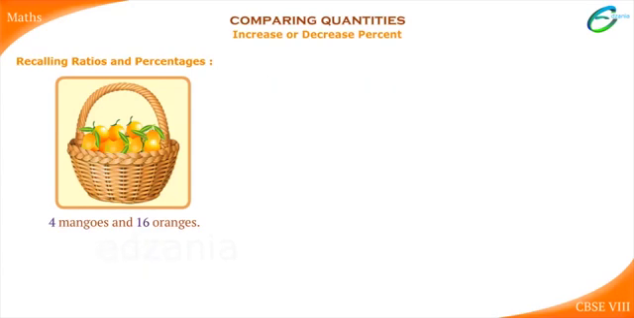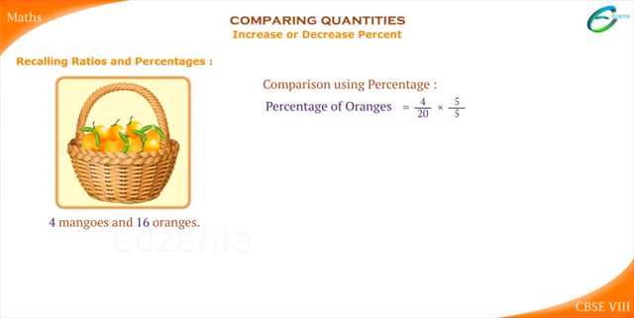Comparison of two quantities can be done in different ways. Other than ratios, we can also compare two quantities by using percentages. There are 4 mangoes out of 20 fruits. So percentage of mangoes is 4/20. If we make denominator 100, it will be 20/100 or 20%.